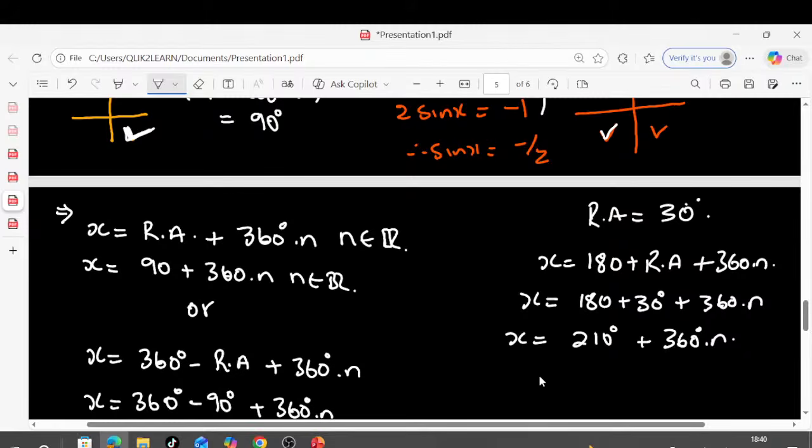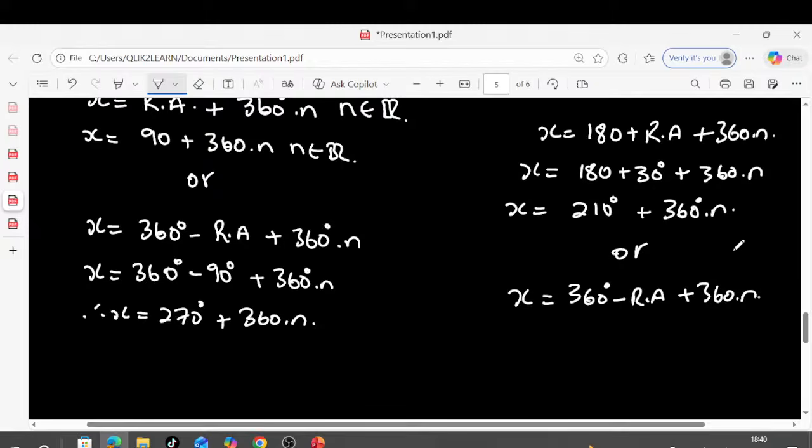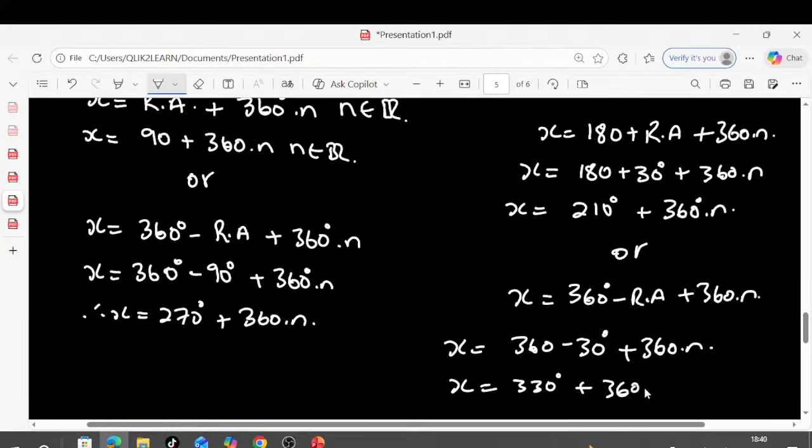Now, 180 plus 30 gives us 210 plus 360 degrees times n. So that was for quadrant 3. We need to work on quadrant 4. So in quadrant 4, remember, x is equal to 360 degrees minus your RA plus 360 times n. That's why you need to have a tutor. Things that they don't show you at school are the things that you need to get from your tutor. So this is 360 minus your RA, 360 minus 30 degrees plus 360 times n. Therefore, x will be 330 degrees plus 360 times n.